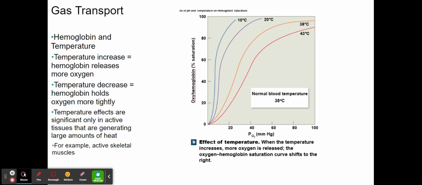At a given PCO2, hemoglobin releases additional oxygen if the temperature increases. Changes in temperature affect the slope of the hemoglobin saturation curve. As the temperature increases, hemoglobin releases more oxygen. As the temperature decreases, hemoglobin holds oxygen more tightly. Temperature effects are significant only in active tissues that are generating large amounts of heat. For example, active skeletal muscles generate heat, and the heat warms blood that flows to these organs. As the blood warms, the hemoglobin molecules release more oxygen that can be used by the active muscle fibers.